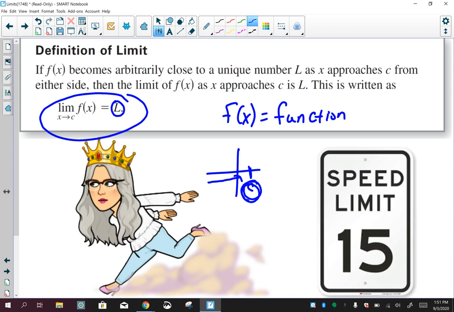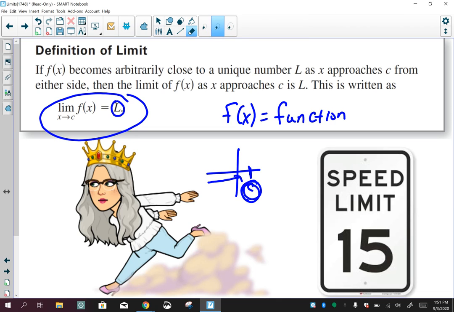To make it a little bit easier, the value of f of x can be made as close as we please to L, your limit, for x sufficiently close to c but not actually equal to c. And so that's the whole topic of limits.